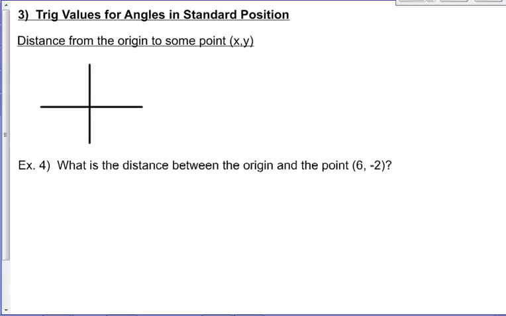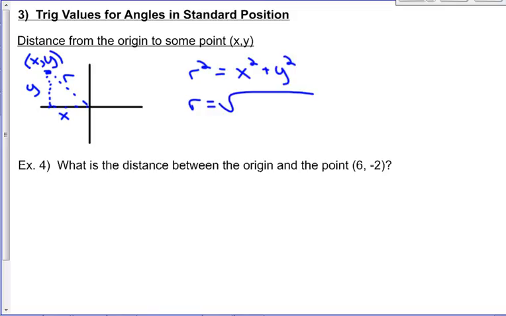Okay, trig values for angles in standard position. So if we're interested in the distance between the origin and some point x, y, and we're going to call this r. Notice that this makes a right-angled triangle. And that right-angled triangle has a height of y, and it has a width of x. So from the Pythagorean theorem, it would follow that r squared is x squared plus y squared, or r is the square root of x squared plus y squared.